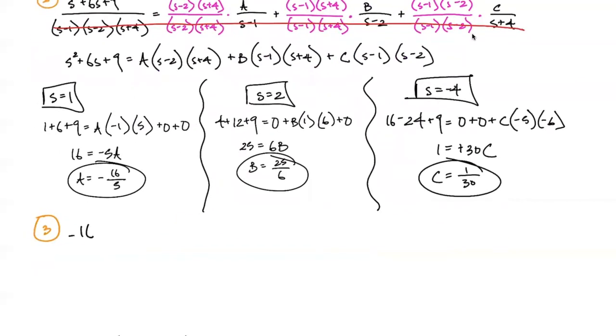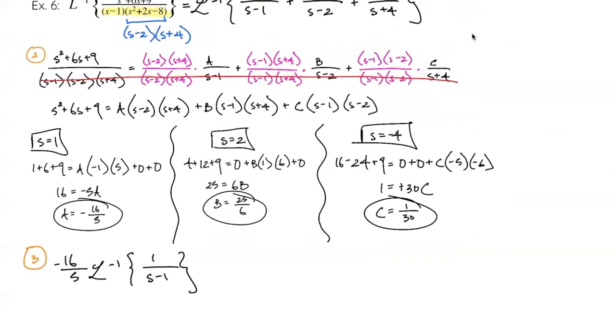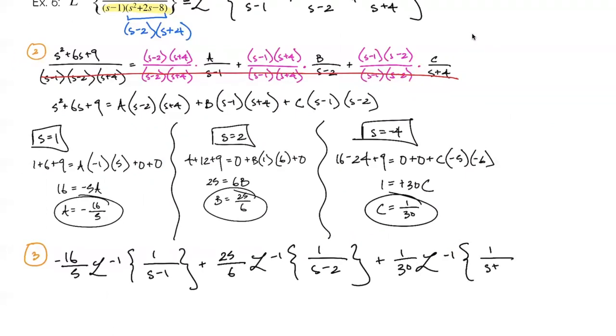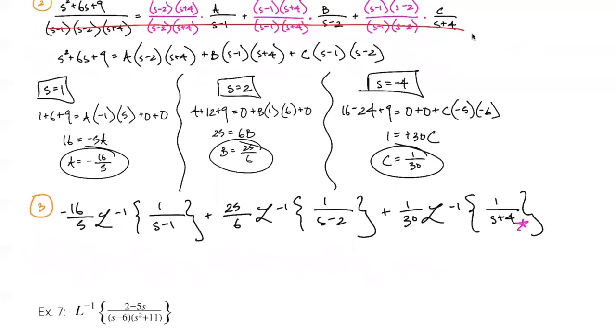So I have negative 16/5 times the inverse Laplace of 1 over s minus 1, plus 25/6 times the inverse Laplace of 1 over s minus 2, plus 1/30th times the inverse Laplace of 1 over s plus 4. And I know that last one is one that I need to be really careful about because that's not an s minus 4, it's an s minus negative 4.